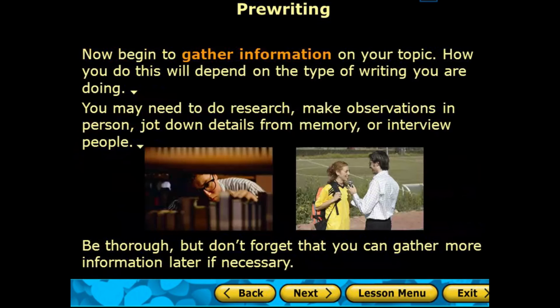Pre-writing. Now begin to gather information on your topic. How you do this will depend on the type of writing you are doing. You may need to do research, make observations in person, jot down details from memory, or interview people. Be thorough, but don't forget that you can gather more information later if necessary.